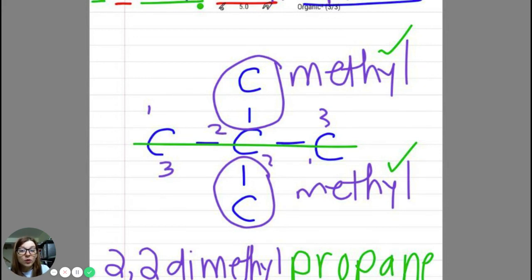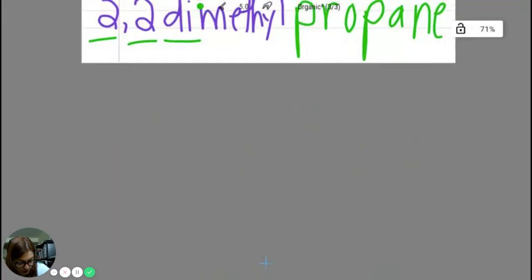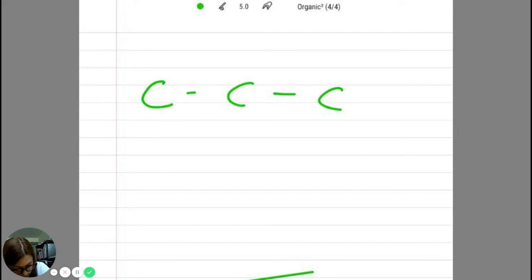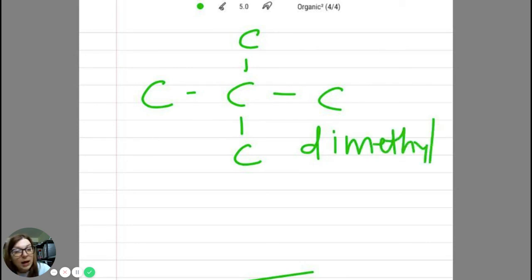This is different from having 2 carbons in a string. That's an ethyl. When I have them one on the top, one on the bottom, that would be 2 methyls. Okay? Just to reiterate, I'm going to give myself a new page here. This, with 1 on the top and 1 on the bottom, is a dimethyl. And dimethyl is not the same as an ethyl, where maybe I would have something like this.